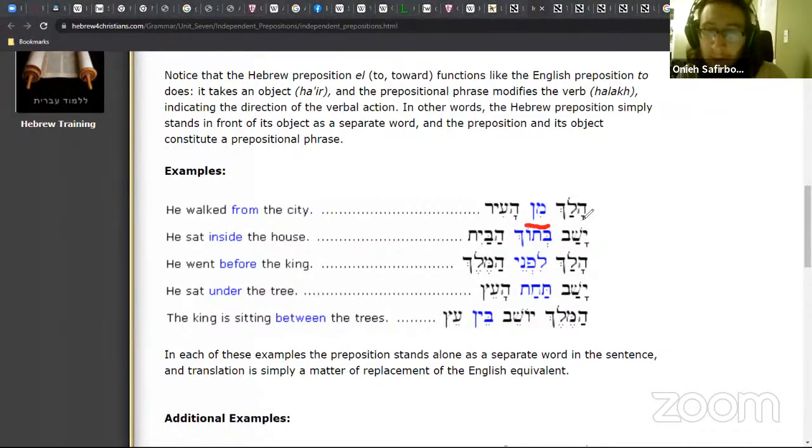Memnoon, it's from. So he walked from the city. He sat or he dwelled in the midst. This word basically means midst. They render it as side, inside, but it's really in the midst of the house. He went to the presence of a king.